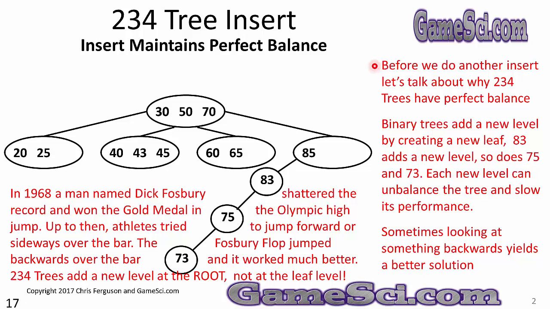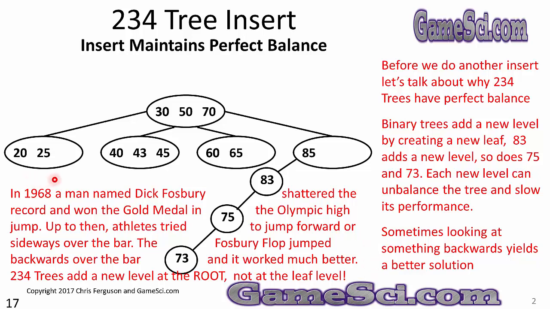Before we do another insert, let's talk about why 2-3-4 trees have perfect balance. Binary trees add a new level by creating a new leaf. 83 adds a new level to this tree. 75 would add a new level to this tree. 73 would add a new level to the tree. Each new level that you add to a tree can imbalance the tree and slow its performance. Sometimes looking at something backwards yields a better solution.